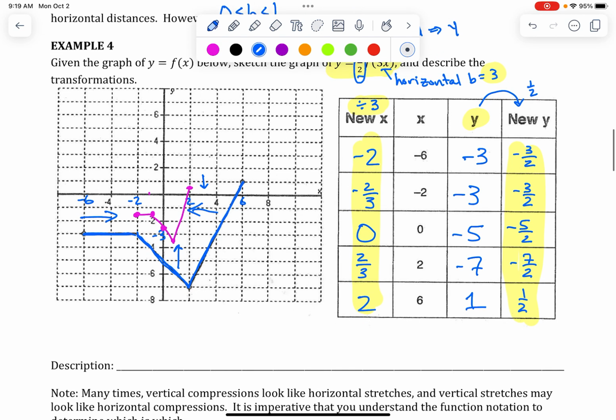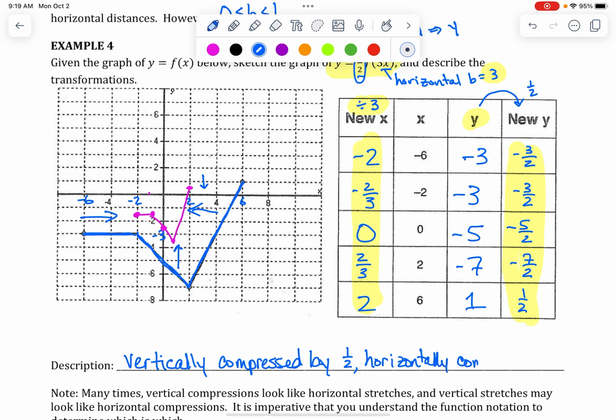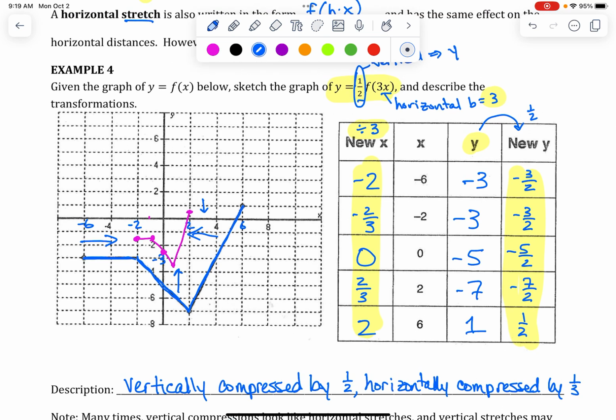Okay, so how would you describe this? You would say that it is vertically compressed by 1/2, and you would say it's horizontally compressed by the reciprocal of 3, so by 1/3. Okay, so it can get a little tricky because you have a fraction for one and a whole number for the other, and they're both compressions, so it gets a little tricky. But try your best at them, and let me know, of course, if you have any questions.